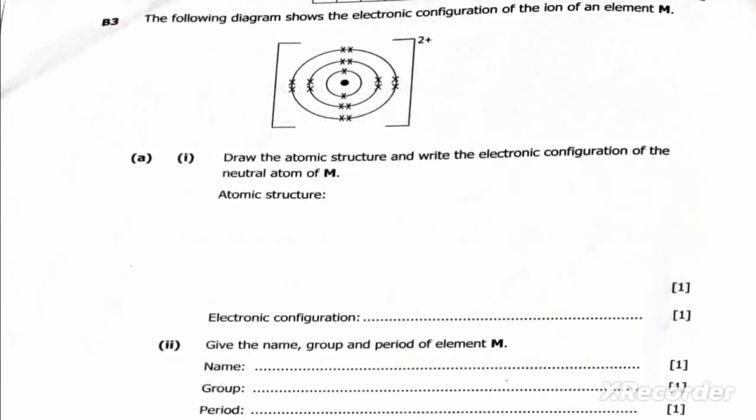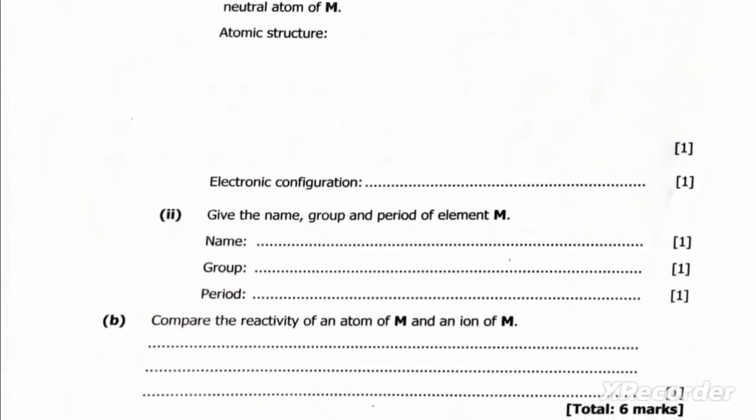The next question, give the name, group, and period of element M. So the element we are talking about is calcium. Where is calcium coming from? Calcium is coming from group 1. So we are going to say group 1. The period, calcium is coming from period 4. We are done with the question B3. So we are not yet done.